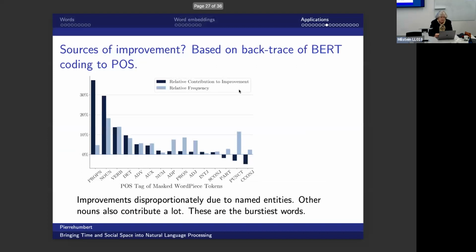And then we did a backtrace on where the improvements were coming from. So you backtrace from their coding scheme to the words and then do part of speech tagging on the words. And the proper nouns, which are the burstiest words, have a hugely disproportionate effect on the improvement. And common nouns have some sort of effect. And for the other words, their contribution to the improvement is much lower than their relative frequency. So basically all of the improvements here are being driven by tracking the changes in topic due to events. In particular, keeping up with the bursts of what entities are being mentioned in discussing those events.